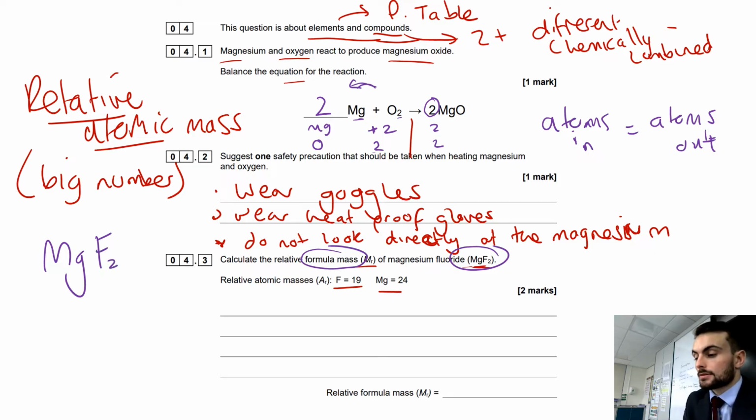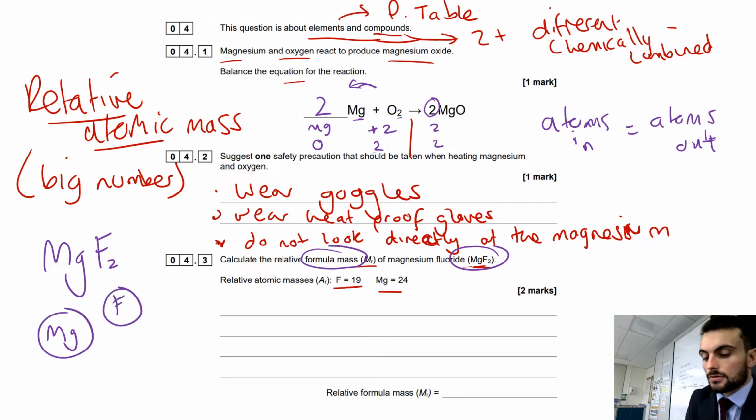draw out the atoms. So how many magnesium do we got? 1. How many fluorines have we got? 2. So then we just add up the totals. So we've got 24 for the magnesium, plus for the fluorines we need to do 2 times 19. Gives us a total of 62.